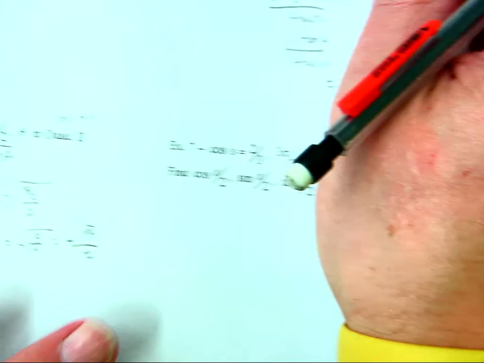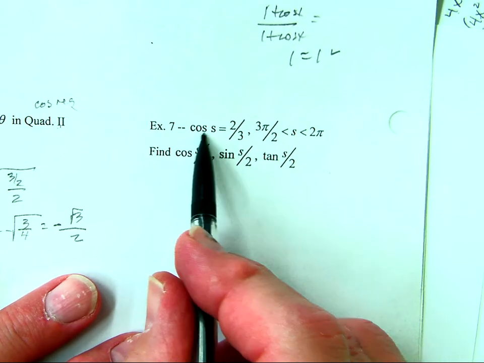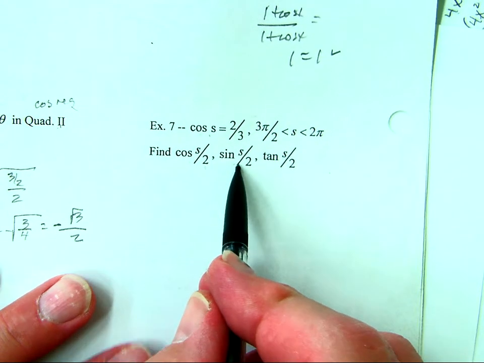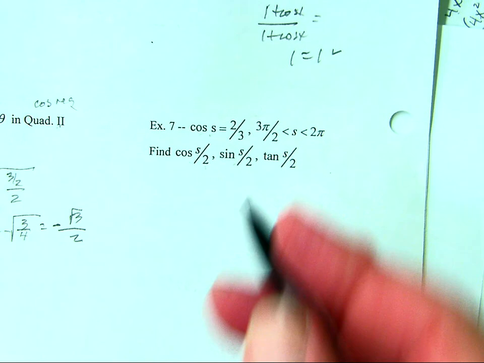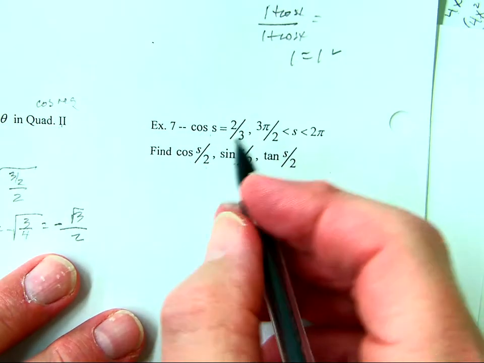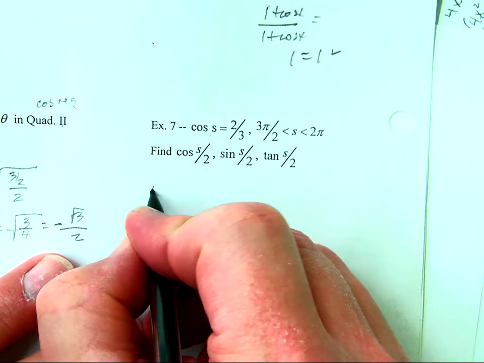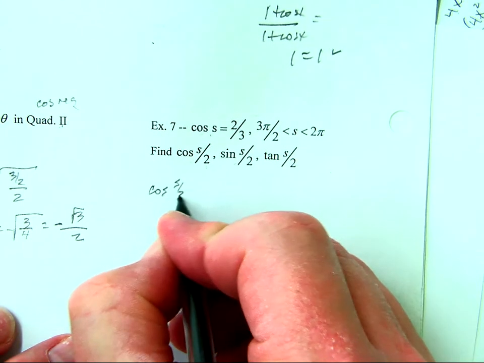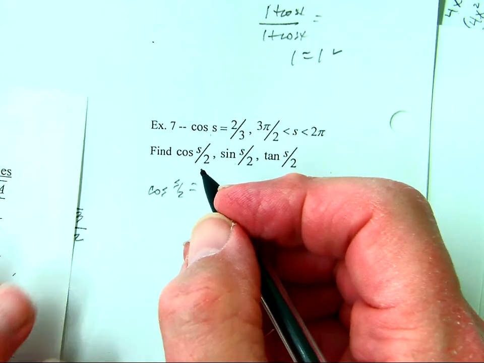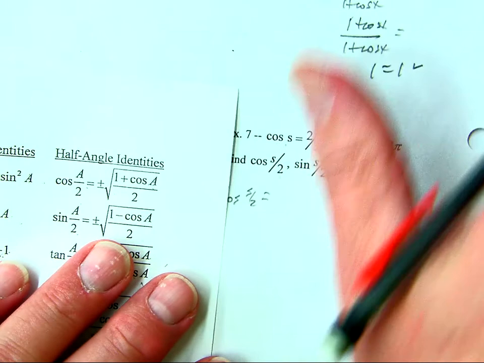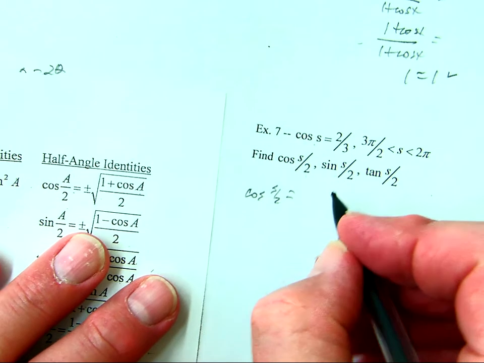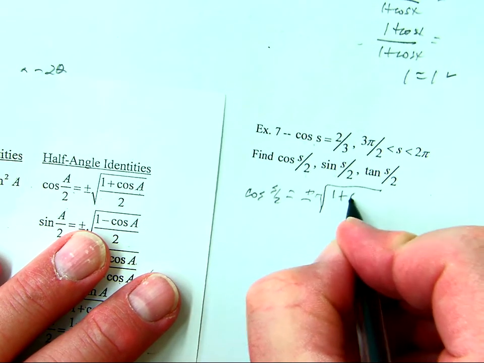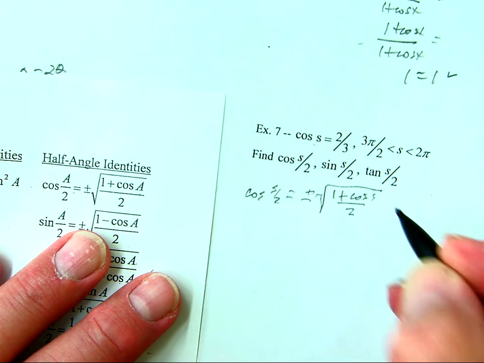This next one, now this would be obvious using a half angle because they gave us the cosine of s, and we're trying to find cosine of s over 2, the sine of s over 2, and the tangent of s over 2. So just like those other problems we've done like this, the first thing we start off with is, let's see, if we want to find the cosine of s over 2, let's look at our sheet and write down the identity. Well, the cosine of s over 2 is plus or minus the square root of 1 plus cosine s all over 2.